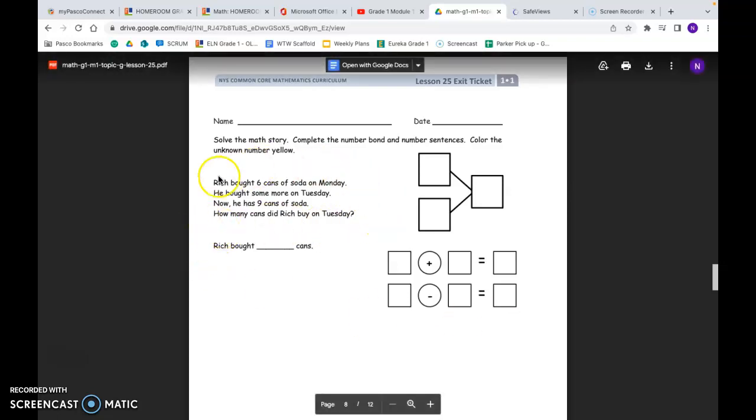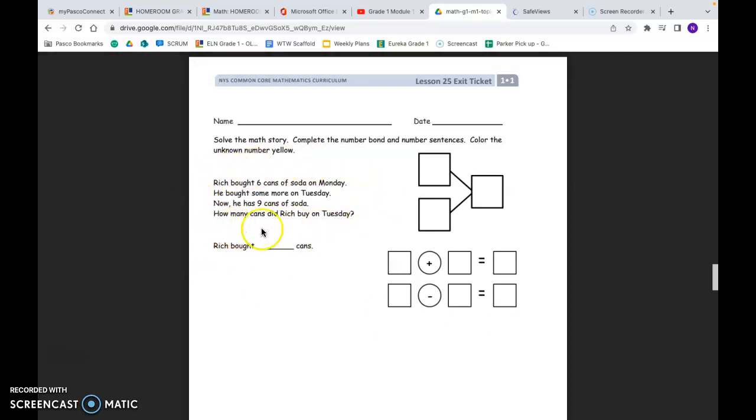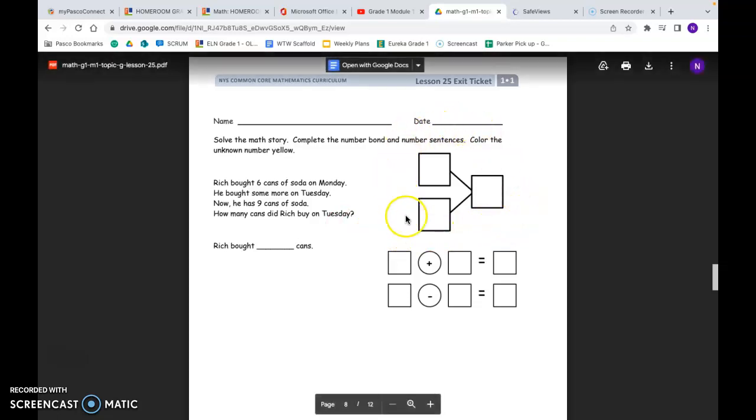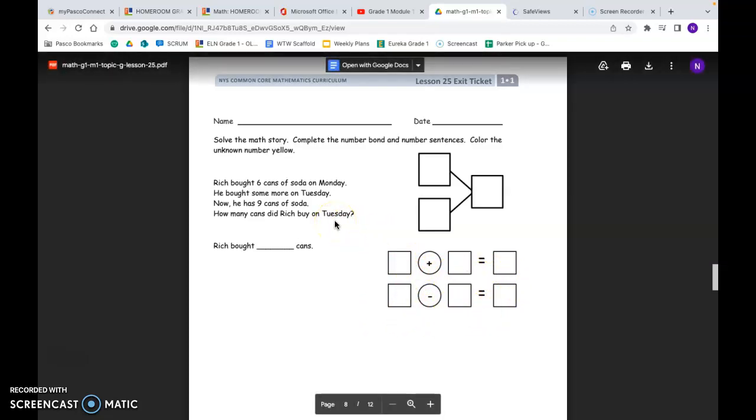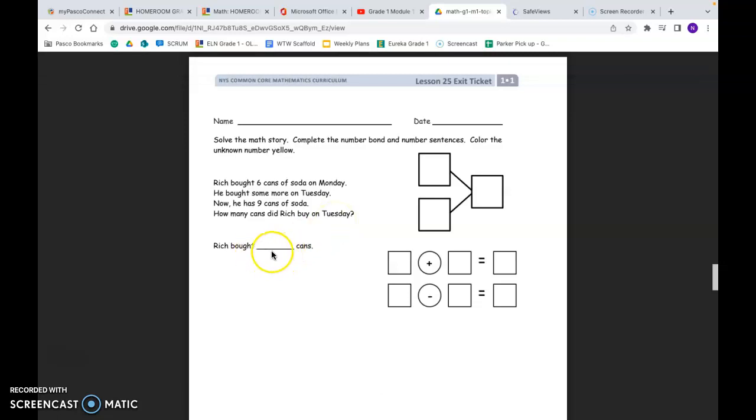Here is a short word problem for you. So I'm going to read this to you. Then what I want you to do is when I'm done reading this to you, you're going to put that into a number bond, and then you're going to write an addition and a subtraction sentence to match that word problem. Okay, then at the bottom you're going to write how many Rich bought. So Rich bought blank cans.